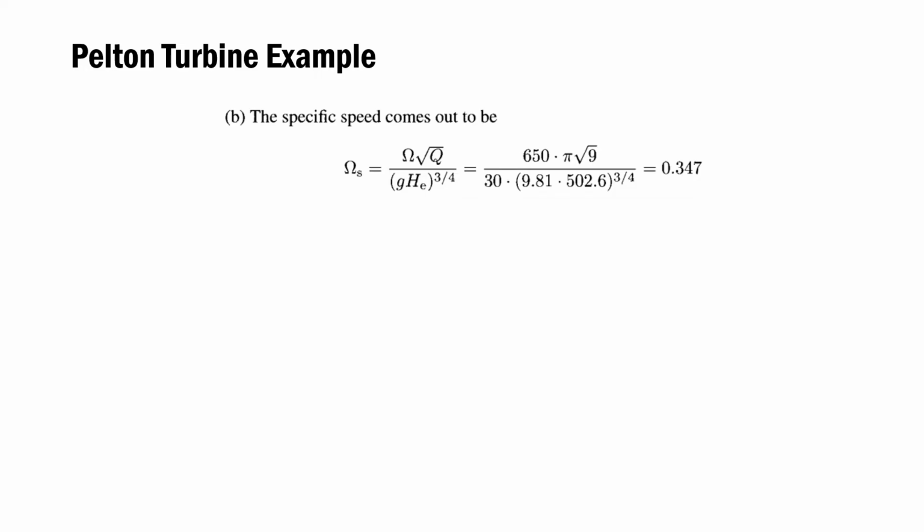Next we want to calculate the specific speed. The specific speed can be calculated using this equation. Omega s is the specific speed, omega is the shaft speed, Q is the flow rate, and H subscript e is the effective head. We just plug in all the values for these parameters, and we will get the specific speed equal to 0.347.